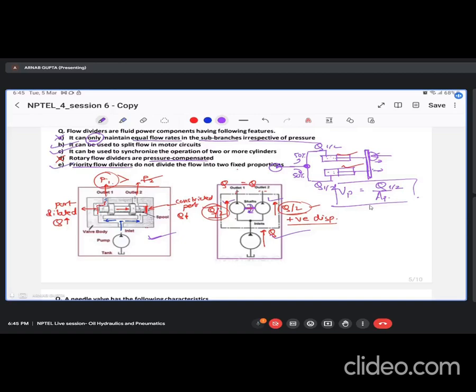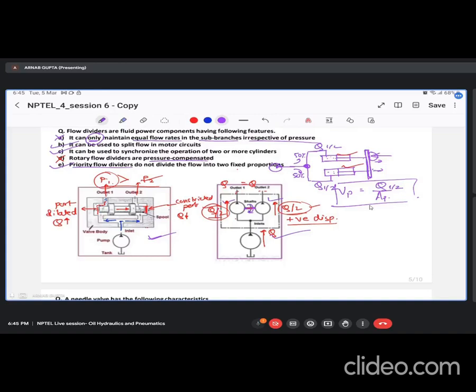Okay, so as I was saying, pressure compensation. What is basically pressure compensation? Pressure compensation is, when we talk about pressure compensated FC, flow control valves, what do we mean by that?